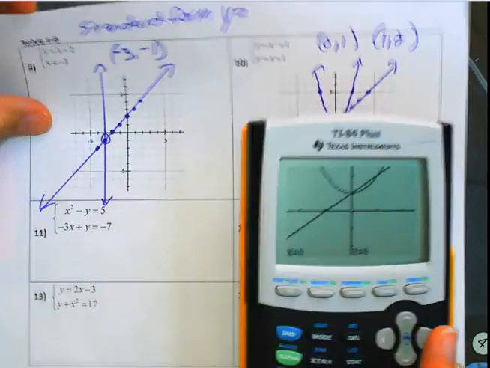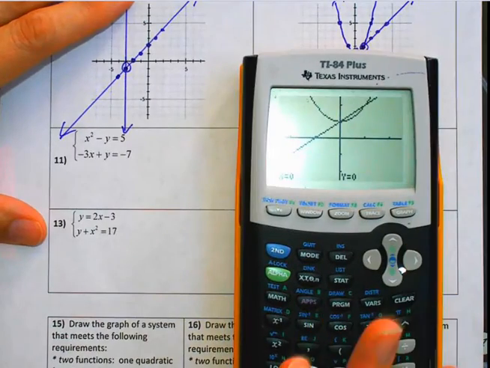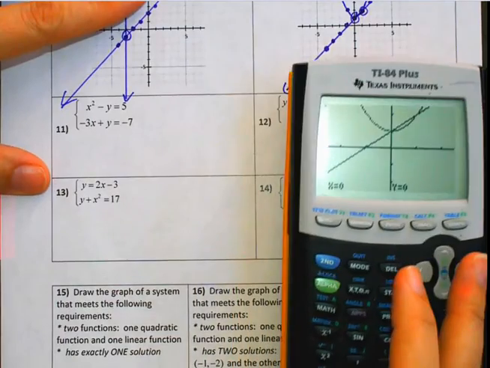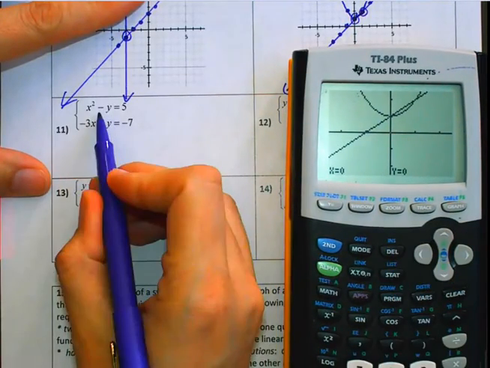Now the other two I'm going to show you how to do in the calculator. First thing, again, it has to be in standard form. Notice that the first two we did were already in standard form. So if it is not in standard form like this one, you want to get y by itself.